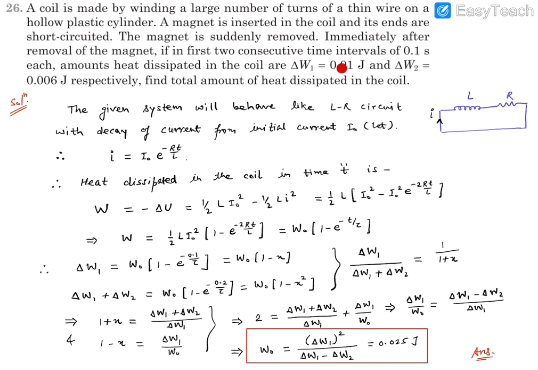Now these numbers are known to us. ΔW1 is 0.01 joule and ΔW2 is 0.006 joule respectively. So we can use these numbers, simplify this numerical value, and settle down to this number, which is 0.025 joule. So that's our final response, and this is the expression for the final response. That's how we are able to solve this problem.